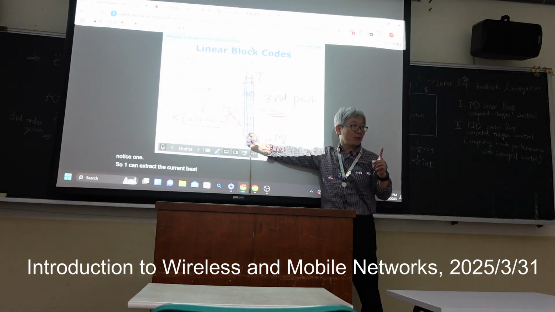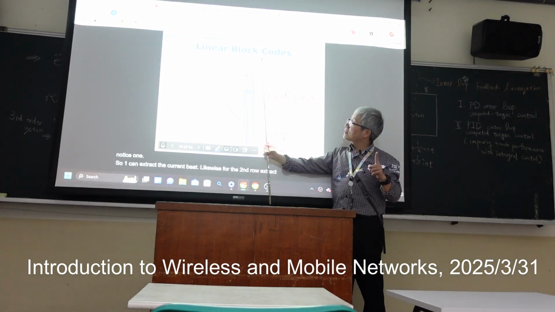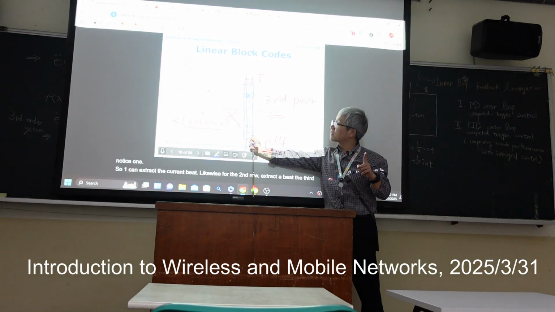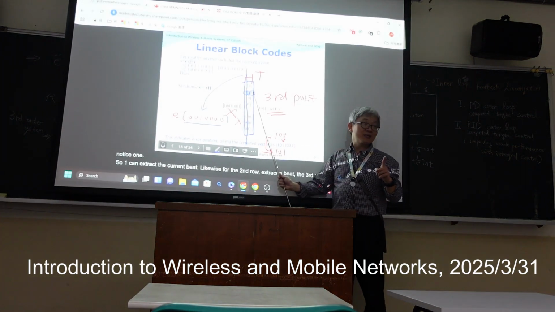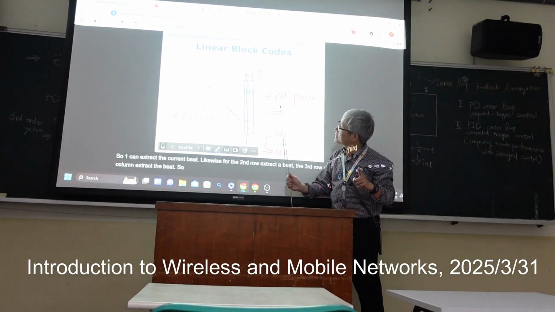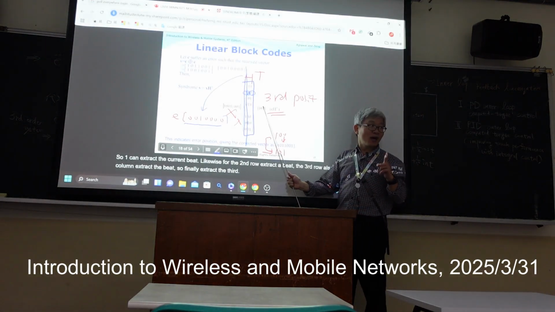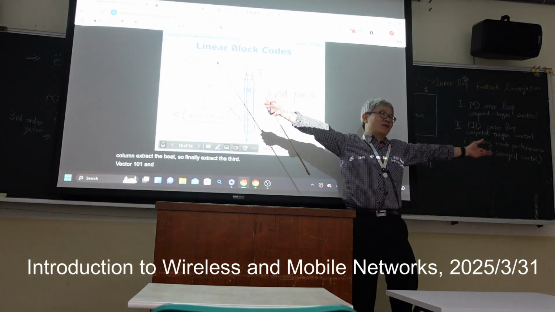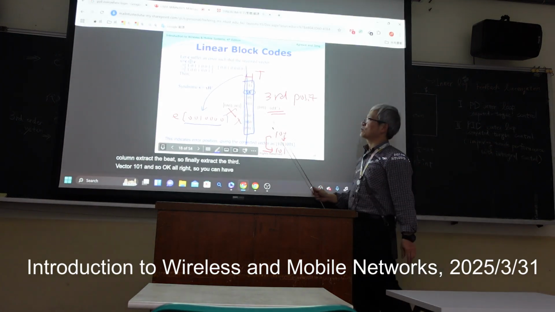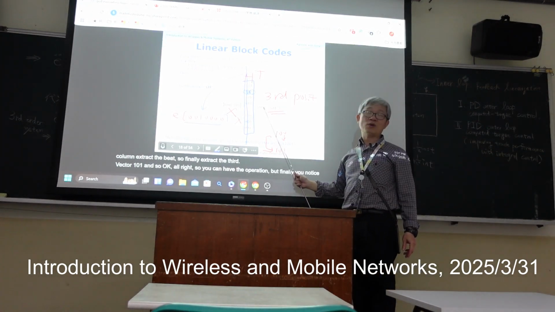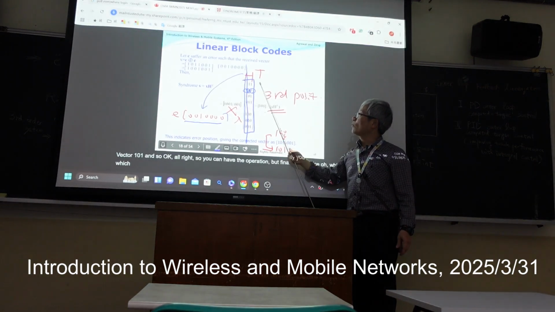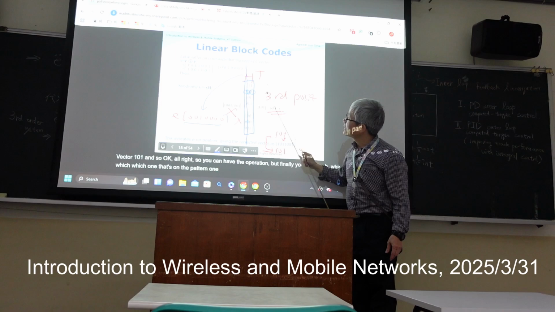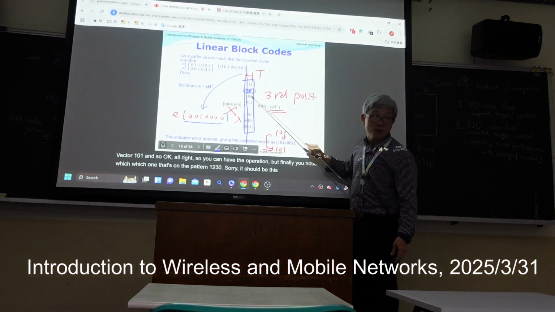Likewise for the second row, extract the bit. The third row, so the third column, extract the bit. So finally, extract the third vector, 101. So you can have the operation, but finally notice, which one? Based on the pattern, 1, 2, 3. Oh, sorry, it should be this one, 100.